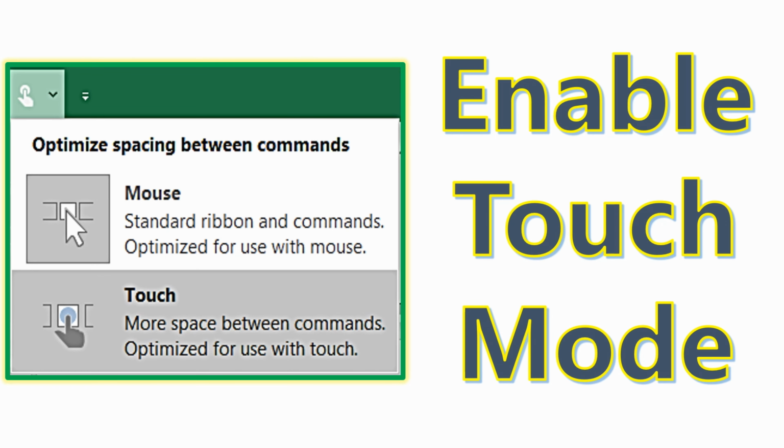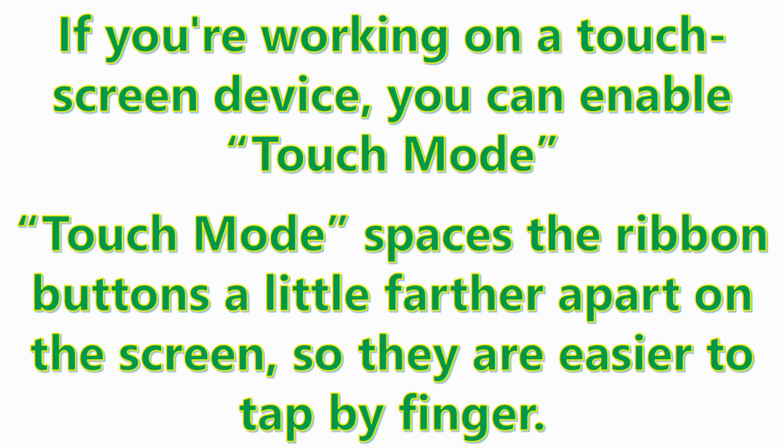Enable touch mode. If you're working on a touch screen device, you can enable touch mode. Touch mode spaces the ribbon buttons a little farther apart on the screen, so they are easier to tap by finger.